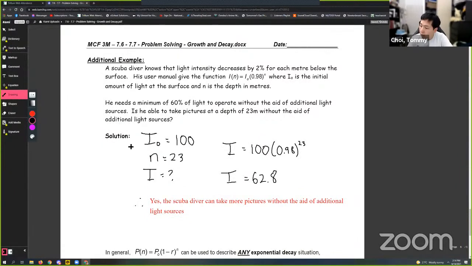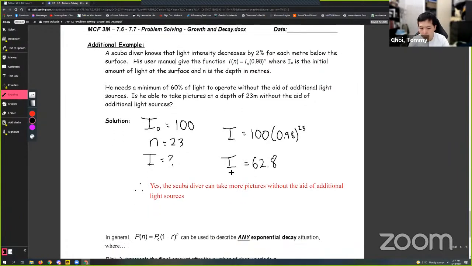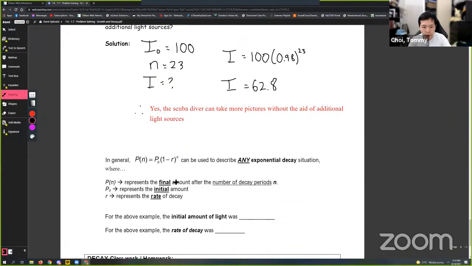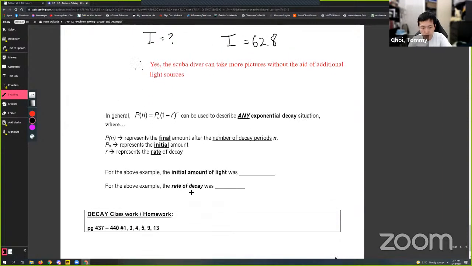So the way you plug it in, as long as you write your givens, right? Givens, unknowns, equation, substitute, solve. The GUESS method comes back every time when it comes to word problems, so it doesn't change anything. And then I gave you the general formula for exponential decay. Of course, I will be giving you these formulas for your test. Okay.